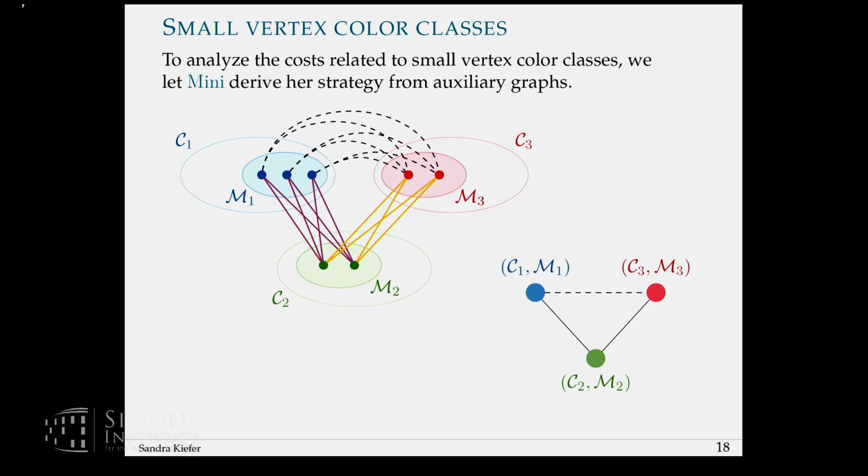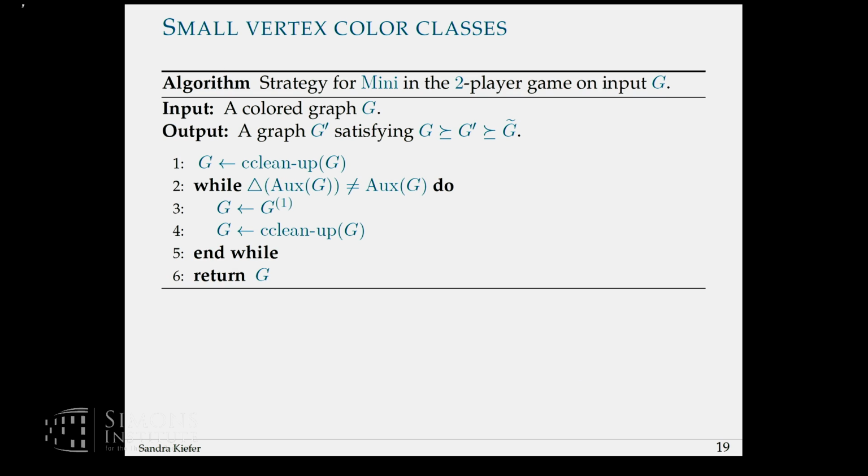So what she does, this is her strategy, she gets a colored graph from Maxi, and she's going to return another graph with a finer edge coloring, arc coloring. And she does this by first cleaning up the graph, which means she accounts for some consistency in the edge colors. So yeah, this is not really important for us now, it's just a technical detail. When she has cleaned it up, she computes the auxiliary graph of the graph she has, and she checks if the auxiliary graph still allows triangle completions.